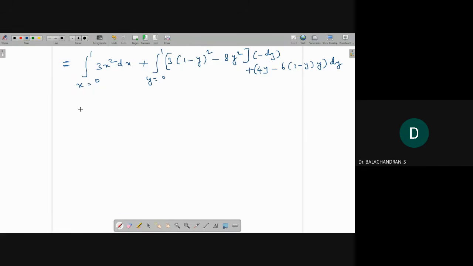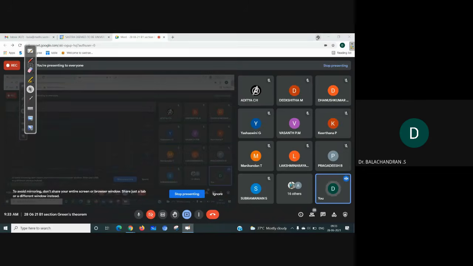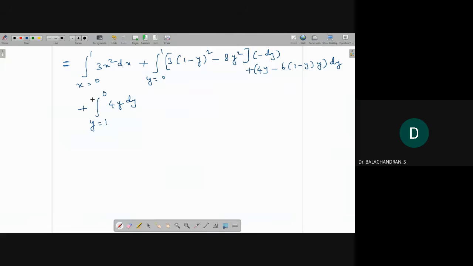Finally, you have the last integral, what is it? 4y dy. What about y, varies from where to where? 1 to 0, sir. 1 to 0. Very good. Thank you, Subramaniam. So if you have any doubts in these three integrals, you can ask me. Now, the remaining part is just calculation.